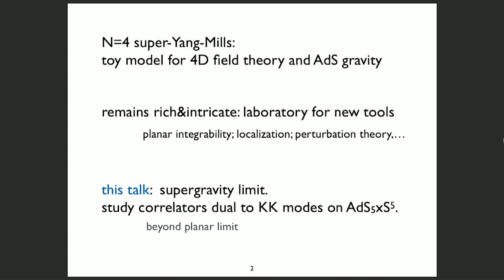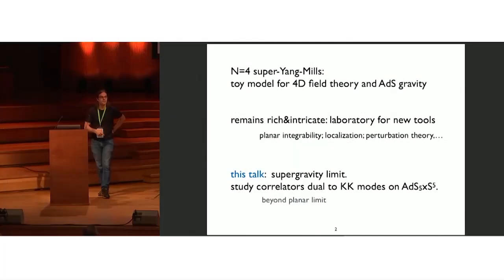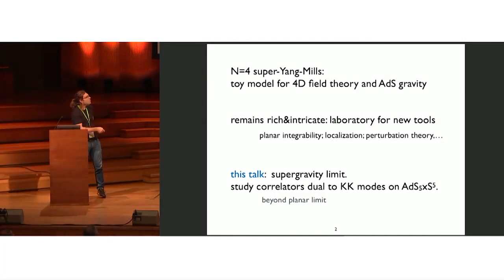So I'll be talking about work from last fall. The general context is we're trying to study N=4 super Yang-Mills as a toy model for four-dimensional field theory, AdS, supergravity, string theory. It's a toy model that's a bit different from the other toy models that have been discussed so far, in that I believe it will be very simple once we understand it fully, but right now it's still more of a laboratory where we can test new tools than something that has been solved.